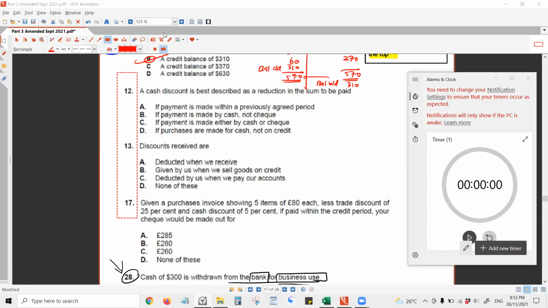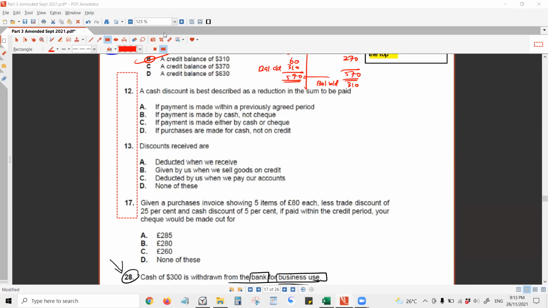First one, I think is easy. All of you have given the same answer. A, right? Okay, payment is made within a previously agreed period. Previously agreed period means at the point of selling on credit to you. At that time, I told you if you pay within 20 days, then I give you a further 10% discount. That's cash discount. So answer is A.